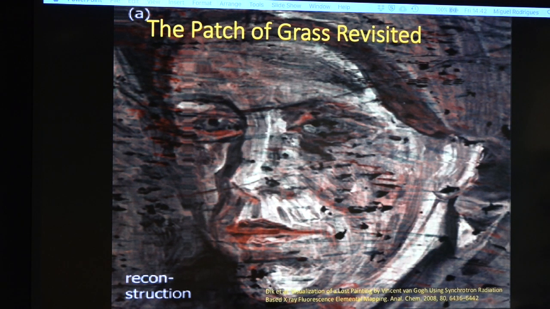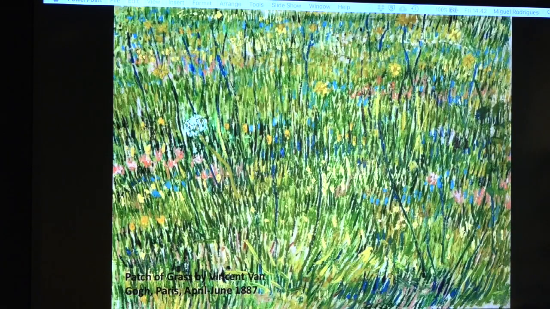poor painter without much money, he tended to reuse his canvas. In fact, about 30% of Van Gogh's paintings or so are from reused canvas. So on top of this, he produced this patch of grass that apparently suited Paris tastes much better than the previous one. Thank you very much.